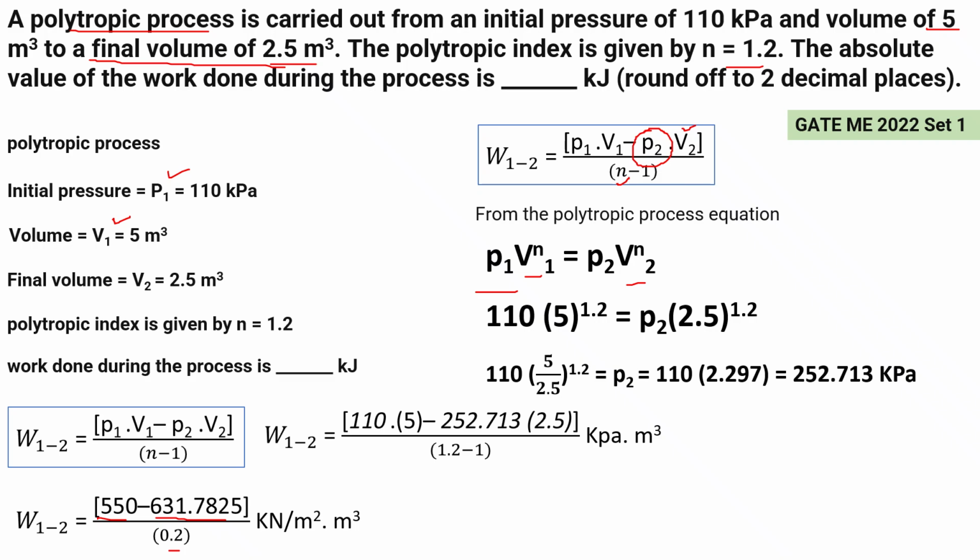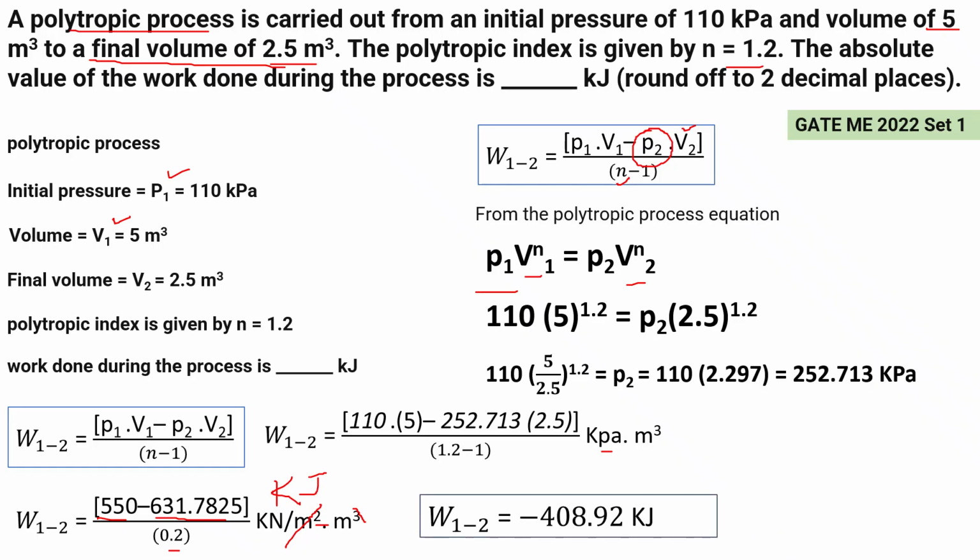And here, Pascal is equal to Newton per meter square. So kilonewton per meter square into meter cube. So meter square and meter cube, it is meter. Then this value equals Newton meter, equal to joule. Then this value is kilojoule. So then the work done during the process 1 to 2, polytropic process, equals minus 408.92 kilojoules.